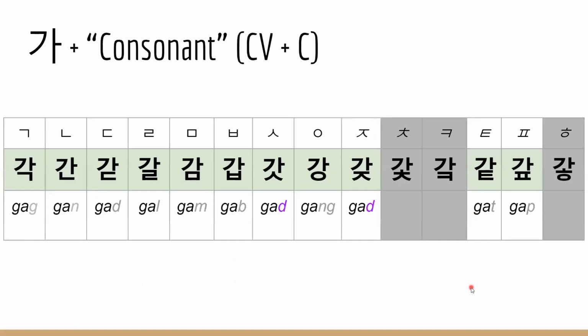Last week, we learned these letters in the CVC form. They were combined with ka and another consonant. They were kak, 각, kan, 간, kat, 갓, kar, 칼, kam, 감, kap, 갑, kang, 강.